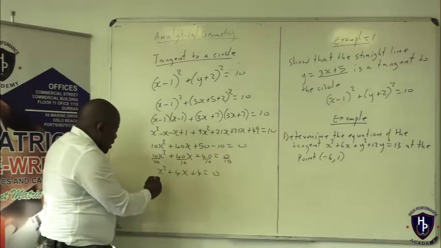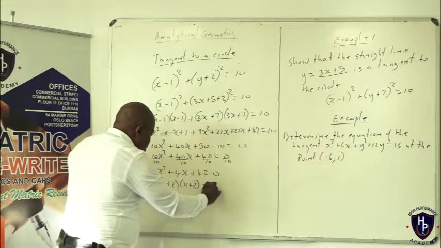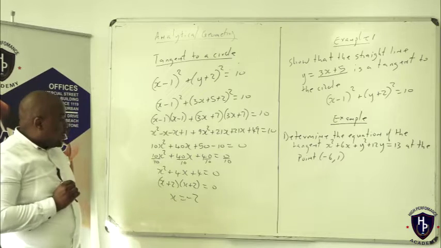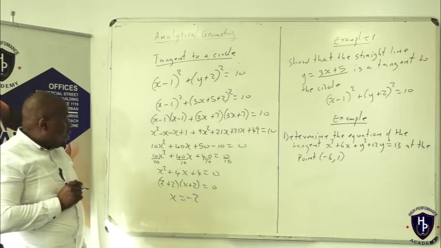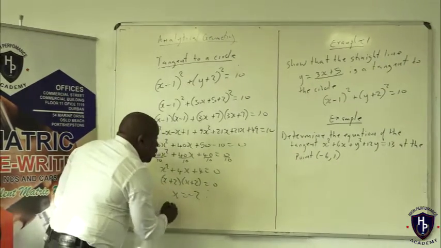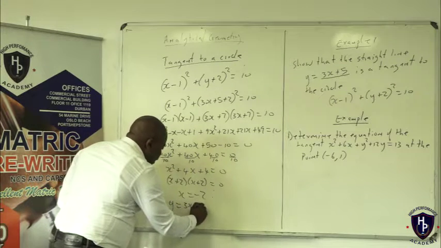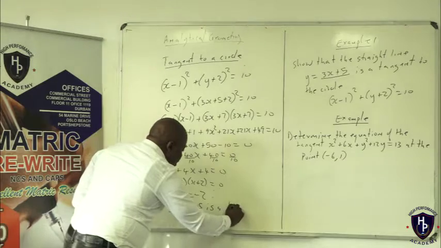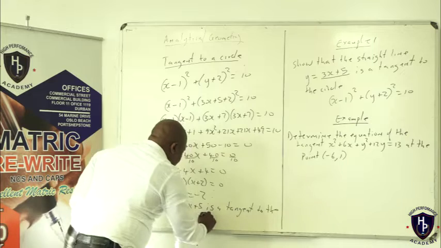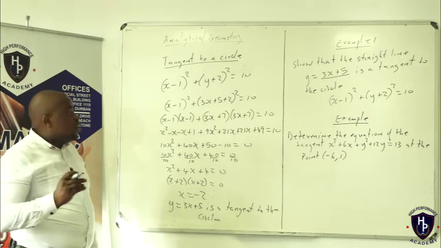Let's try to factorize this. It's (x plus 2) into (x plus 2) equal to 0. So x in this case is minus 2. I said once we get one value of x, then this is going to be a tangent. So we're going to say y equal to 3x plus 5 is a tangent to the circle. This is how we determine whether a straight line is a tangent or not.